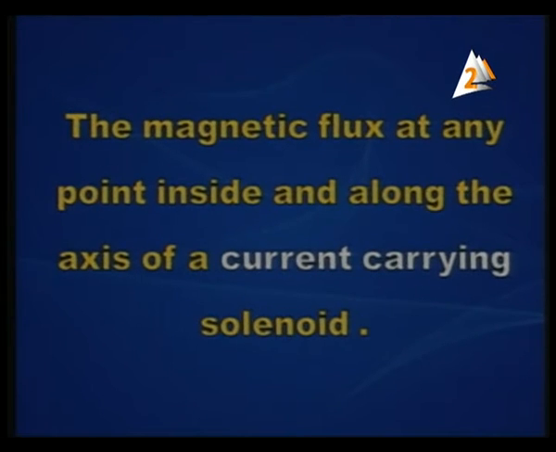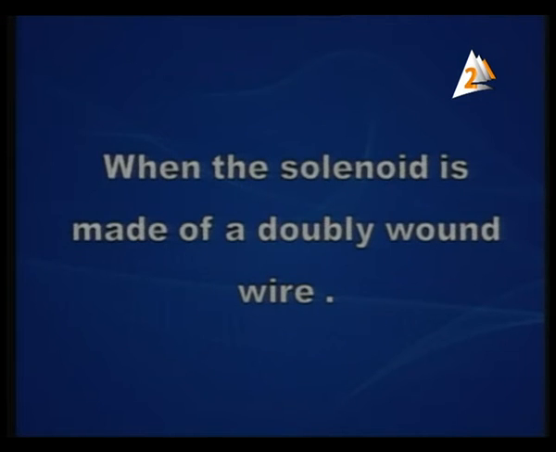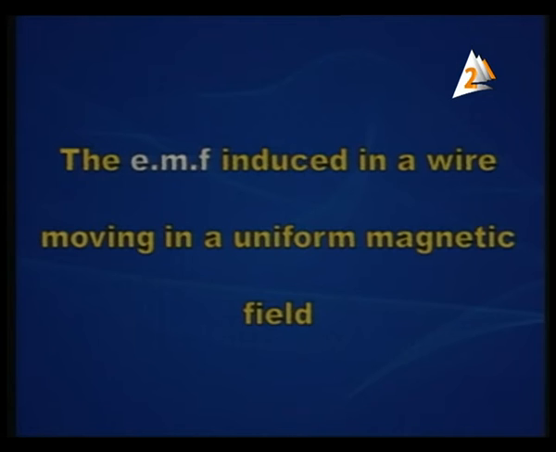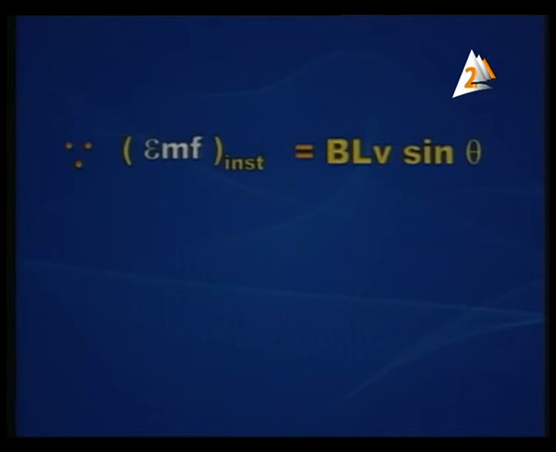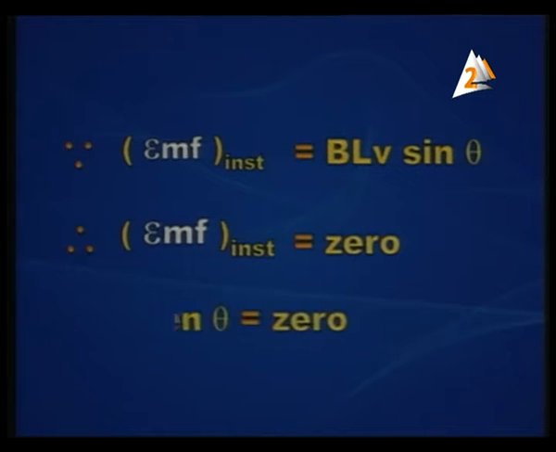When does the magnetic flux at any point inside and along the axis of a current-carrying solenoid equal 0? When the solenoid is made of a doubly wound wire. When does the EMF induced in a wire moving in a uniform magnetic field equal 0? Of course, when the wire is moved parallel to the field. Instantaneous EMF induced in the wire is determined from the expression BLV sine theta. When moving parallel, theta is equal to 0, sine 0 equals 0.